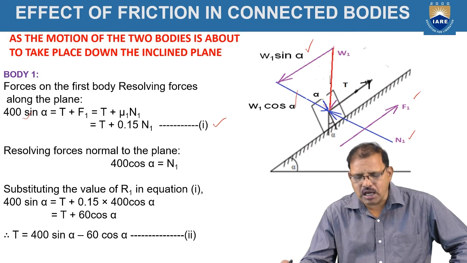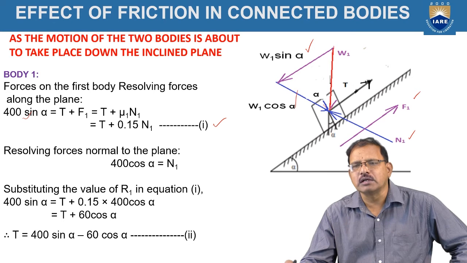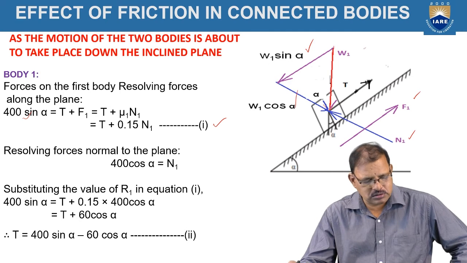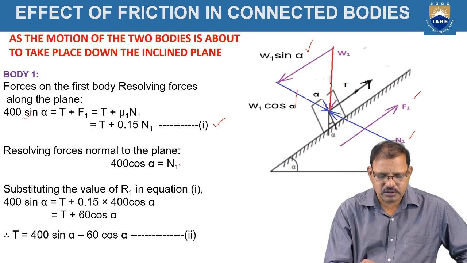Similarly, resolve the forces normal to the plane now. The force N1 is acting in the upward direction and W1 cos alpha is acting in the downward direction. Hence, 400 cos alpha should be equal to N1.